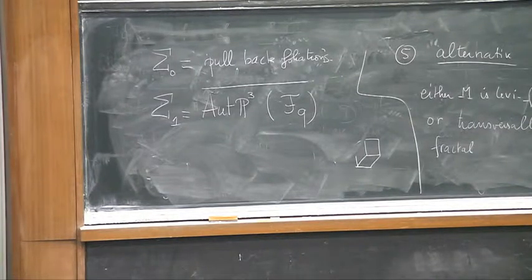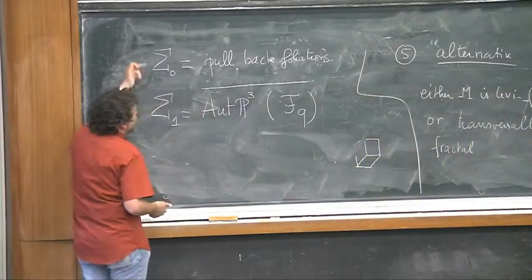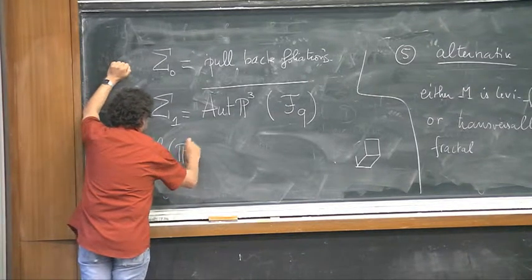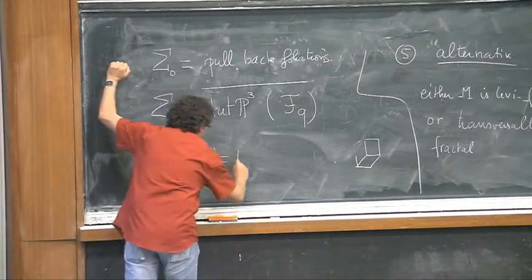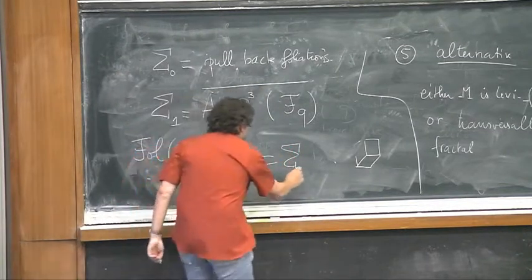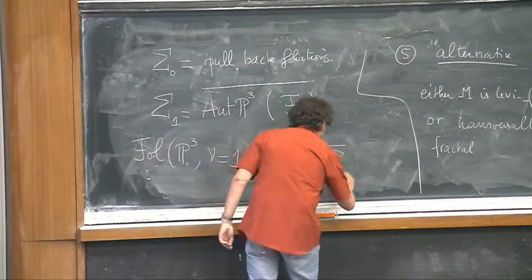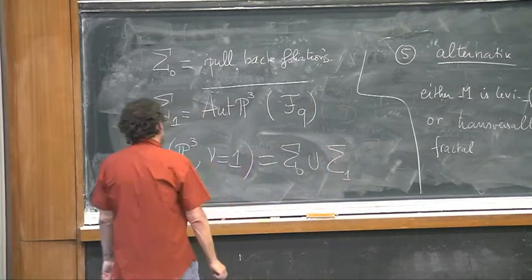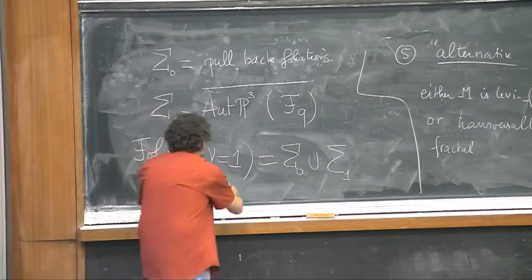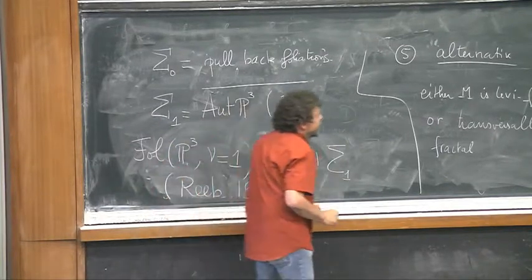the space of foliations of degree 1 is an algebraic set with two components, and there are these two components. Foliations in P3 with degree 1 are exactly the union of these two algebraic sets. Maybe it is due to George Reb. Something like this.